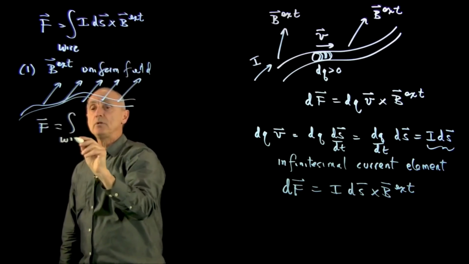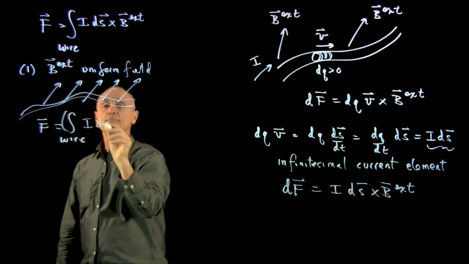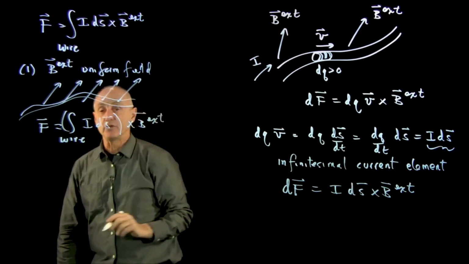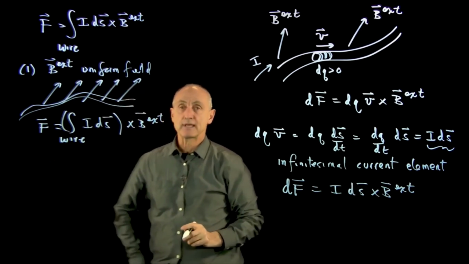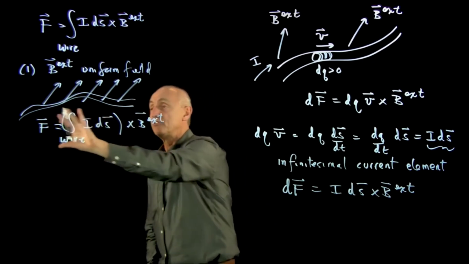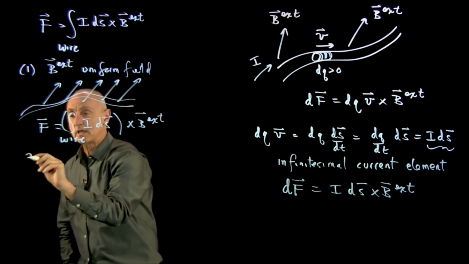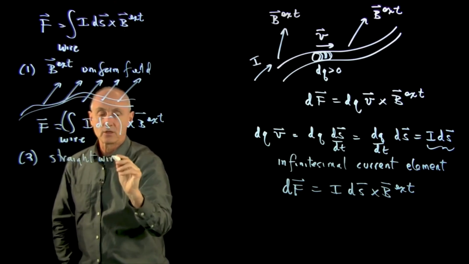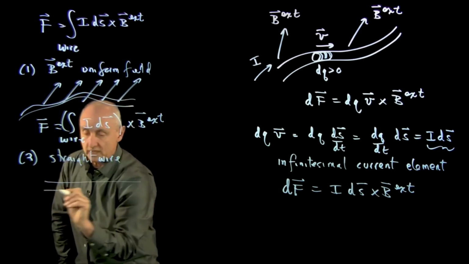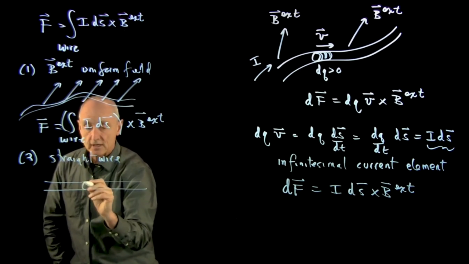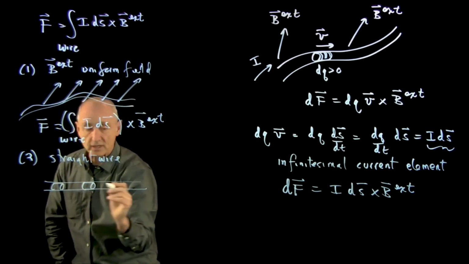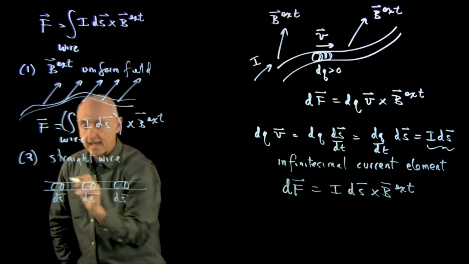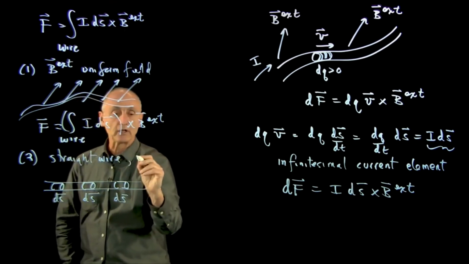What we can do is pull the B field out of the integral because every element has the same B field that it's crossing with, and this becomes our force law. Now, the second case is a straight wire. So here, everywhere in this wire, for every single element, the ds vectors are in the same direction. And when we do this, this is a straight wire in a uniform field.